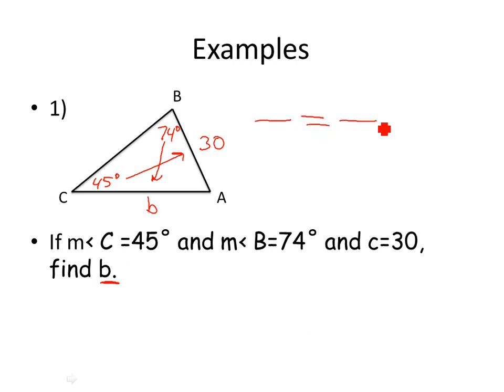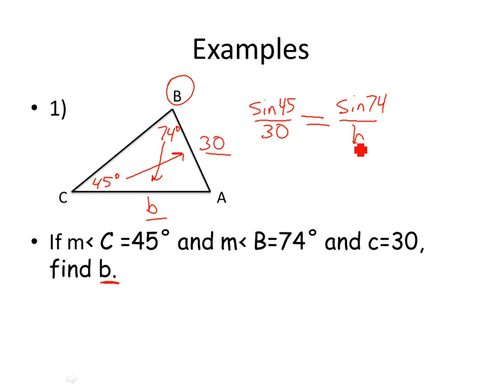Do the sine, and I'll do the sine of C first. Sine of C, which is 45 degrees, over little c, which is 30, right there. And then you do the sine of big B, which is 74 degrees, and then over little b. So you just have that proportion. And that's all you're going to set up every time.